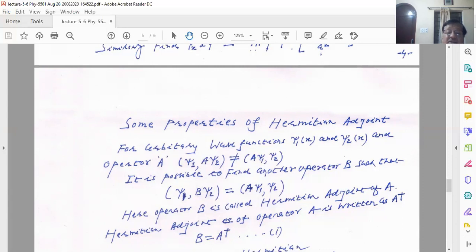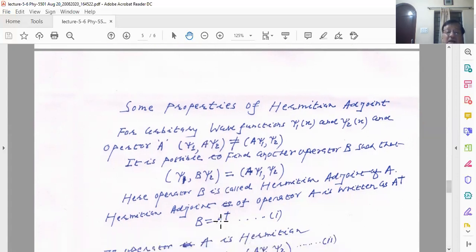And there is a symbol for it: the Hermitian adjoint of operator A is written as A dagger. This is A raised to dagger, this is the dagger sign. So you write down A dagger. A dagger represents the Hermitian adjoint of the operator A. Please remember. So we can say that B is the Hermitian adjoint of A, and Hermitian adjoint of A is known as A dagger. So B is equal to A dagger. When operator B is the Hermitian adjoint of A, this condition will be satisfied.